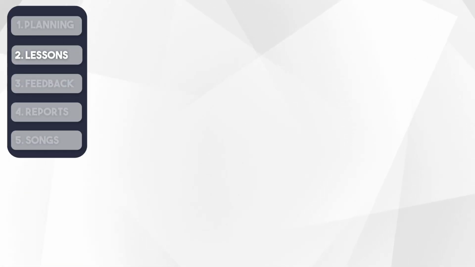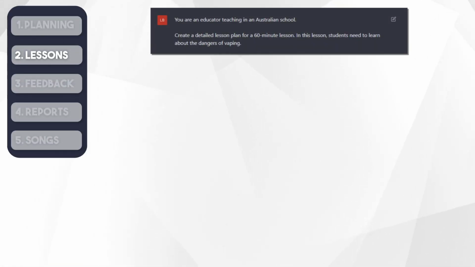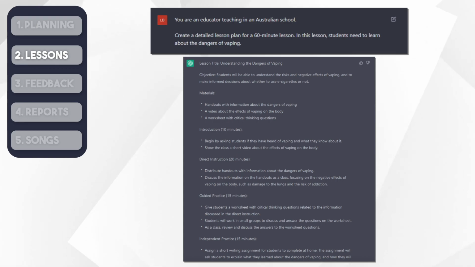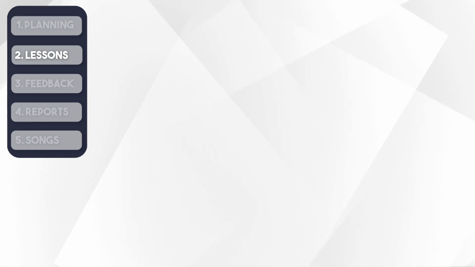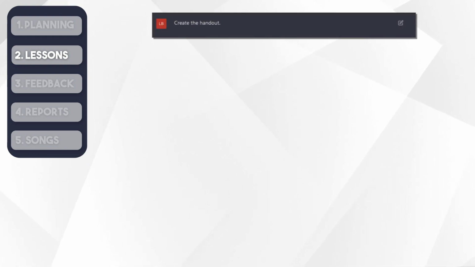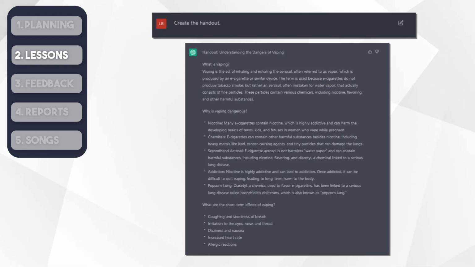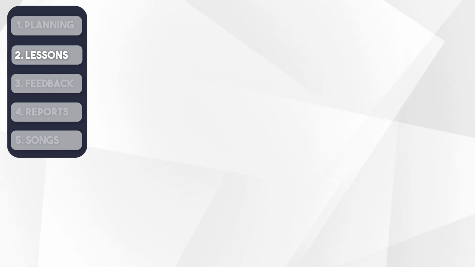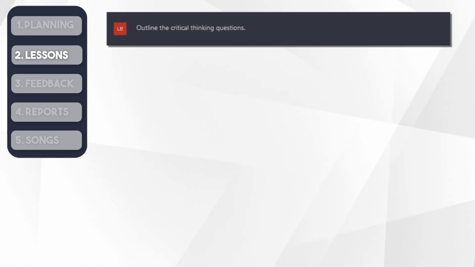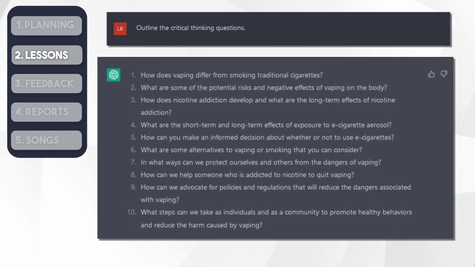To create a wellbeing lesson, you can write, create a detailed lesson plan for a 60-minute lesson. In this lesson, students need to learn about the dangers of vaping. When it creates the lesson plan, it sometimes refers to handouts or worksheets. You can get GPT to create these too by adding the prompt, create the handout. Chuck this into Microsoft Forms and you'll have an interactive worksheet where you can formatively assess your students. You can also add a prompt like outline the critical thinking questions and it'll give you something to work with.